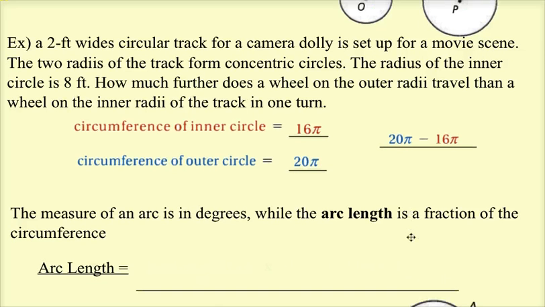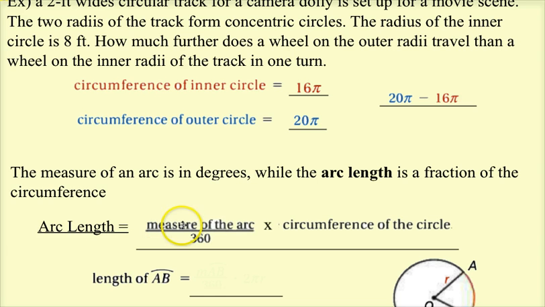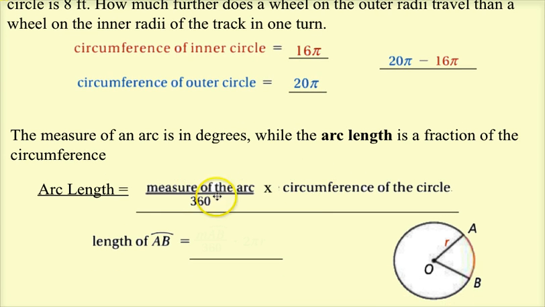Now the measure of an arc is in degrees. When we were talking about the arc equals the central angle, that was in degrees, while the arc length is a fraction of the circumference. So if I actually want to find the length of an arc, I take the measure of the arc, which is in degrees, over 360, because a circle is 360 degrees, and I times that by the circumference of the circle. So basically I'm finding what part of the circle that arc is, and I'm timesing it by the circumference. So the measure of the arc over 360 times the circumference of the circle will give me the arc length.